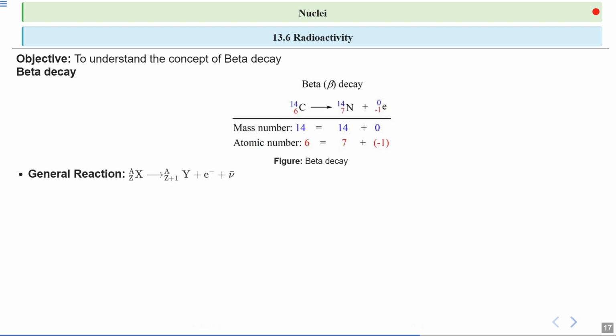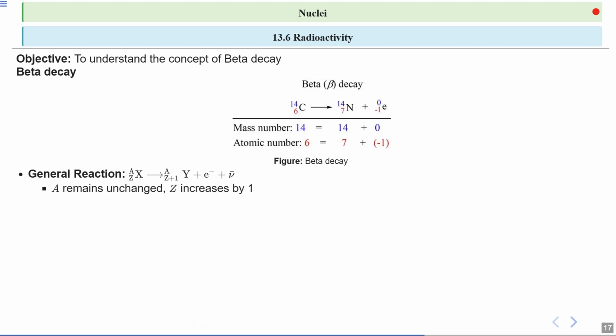Here is a general reaction for beta decay. We write it as AZX changes to AZ+1Y plus an electron and an antineutrino. In this formula, A is the mass number, which is the total number of protons and neutrons. Z is the atomic number, which is the number of protons. The electron is written as e negative, and the antineutrino is a very light neutral particle. Notice that mass number A stays the same, but the atomic number Z increases by 1.